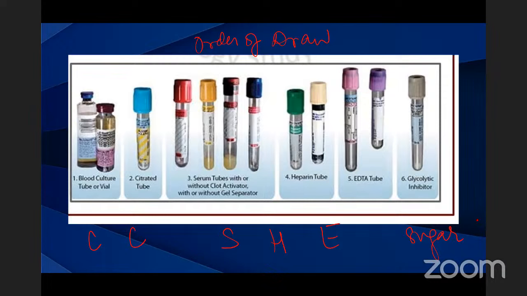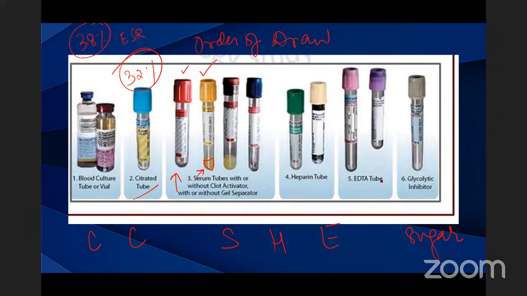Please remember the difference between the red color vial and the golden color vial. The red color vial has a clot activator but does not have a gel separator, whereas the golden color vial has the gel separator. So the clotting is faster and hemolysis is less. That's the difference between the red and golden vials. The citrate tube has 3.2% trisodium citrate. Remember, 3.8% trisodium citrate is used for ESR, and we have a black color vacutainer for that.